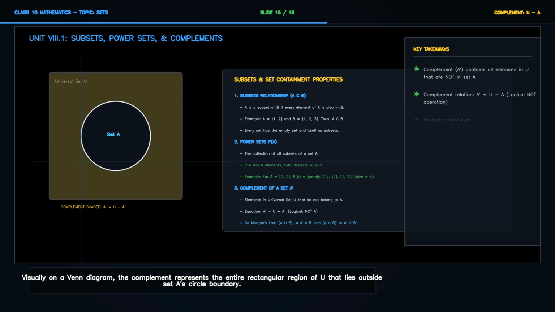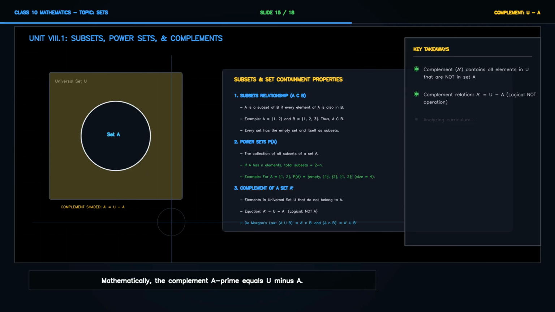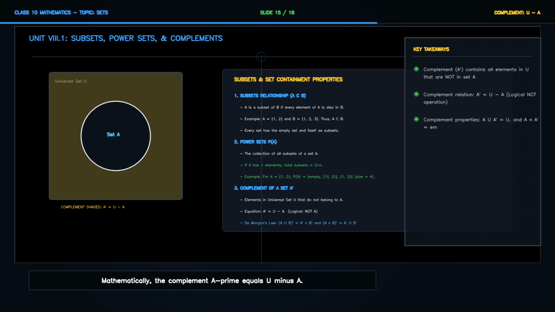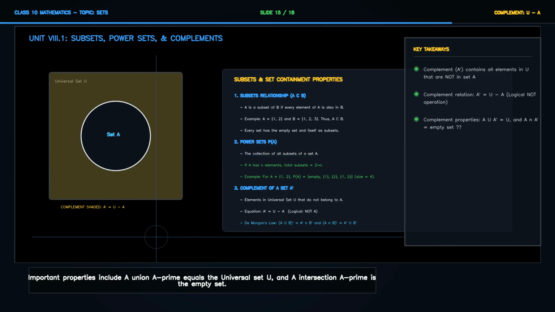Visually on a Venn diagram, the complement represents the entire rectangular region of U that lies outside set A's circle boundary. Mathematically, the complement A prime equals U minus A. Important properties include A union A prime equals the universal set U, and A intersection A prime is the empty set.